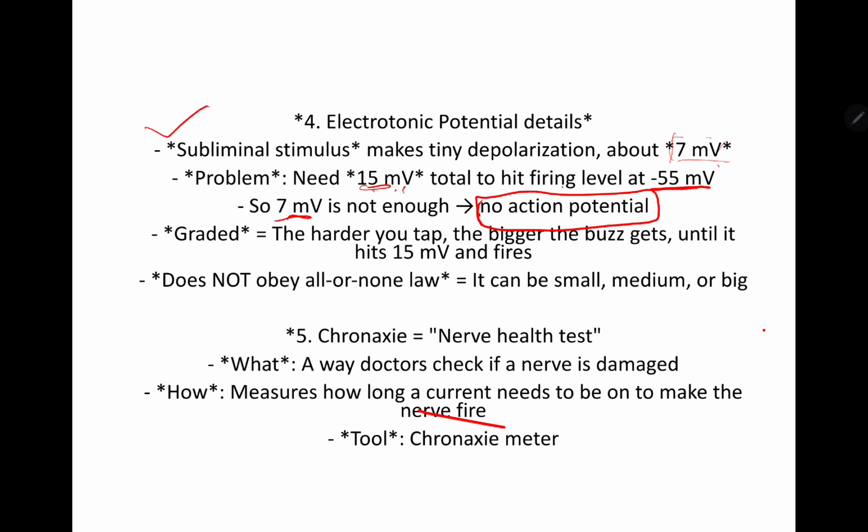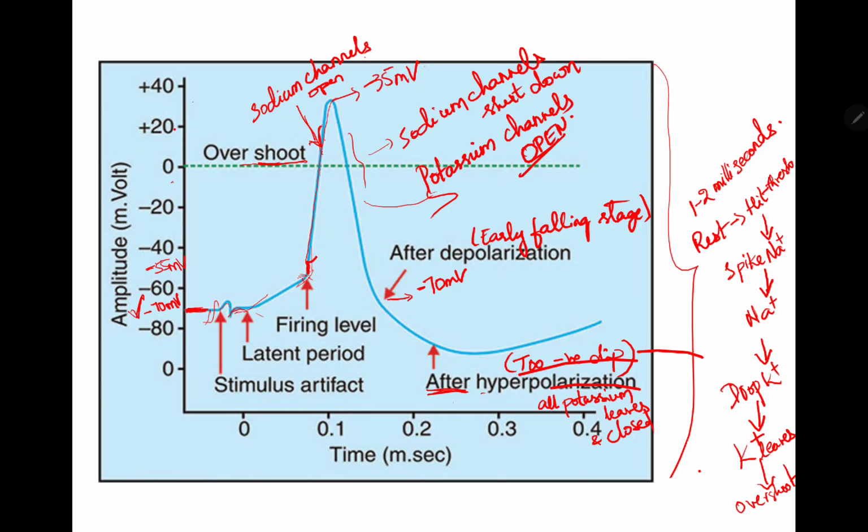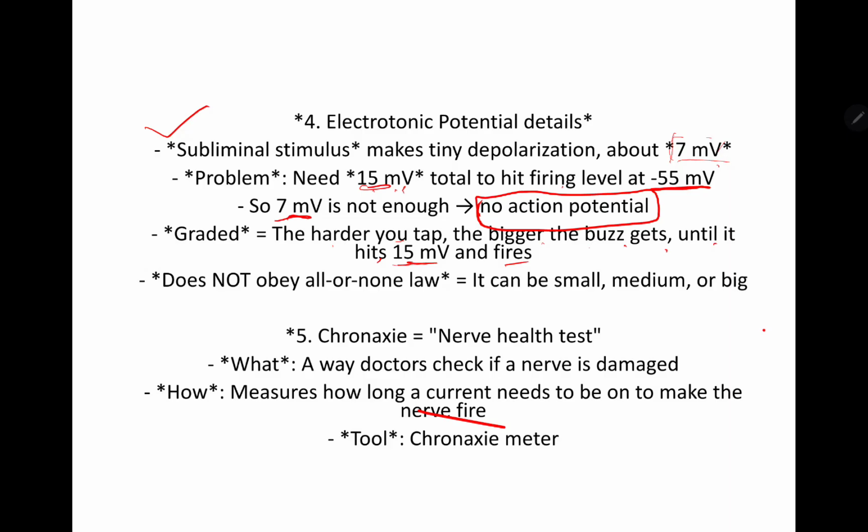So with graded potentials, the harder you tap, the bigger the buzz gets until it hits 15 millivolts to reach the minus 55 millivolts level and fires. This does not obey the all or none law. It can be small, medium or big, however much it can be.